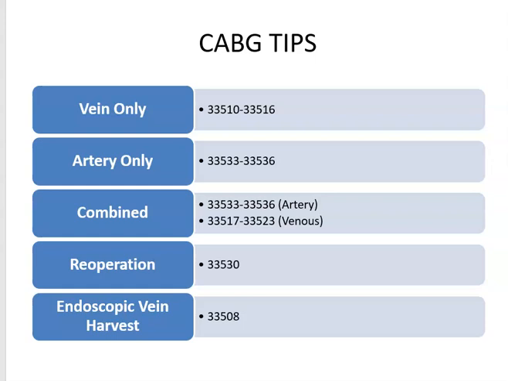Of note, there is something important on page 231. The second paragraph of the subsection note states that procurement of the saphenous vein is included in the description of the work for 33510 to 33516 and should not be reported separately. So if you're reading the report for a CABG and they're procuring the saphenous vein, it is not something that you can code separately.